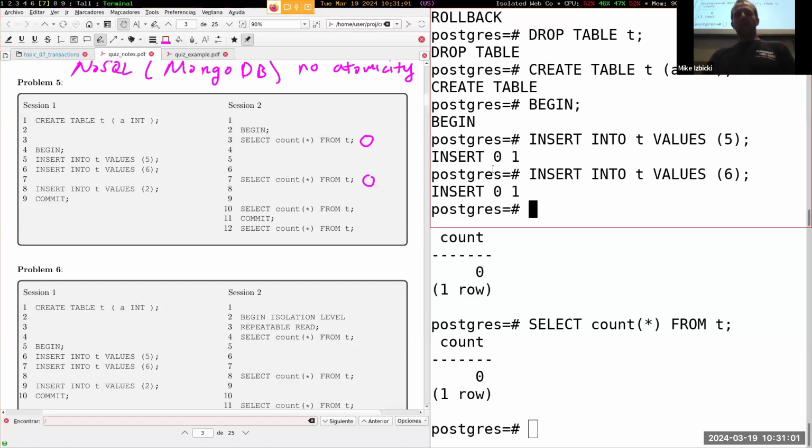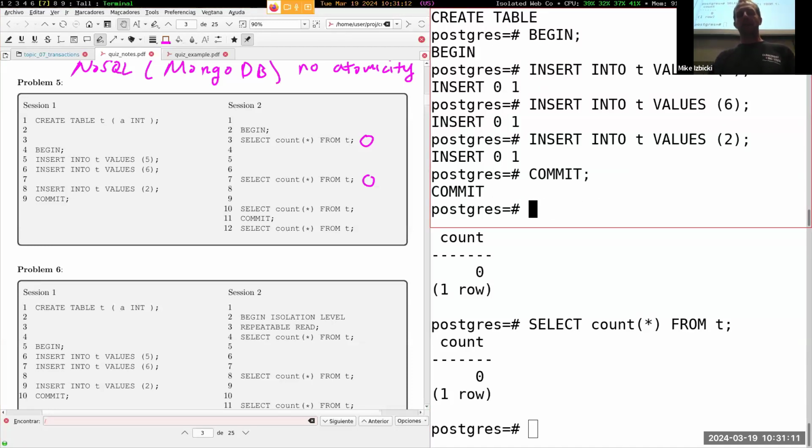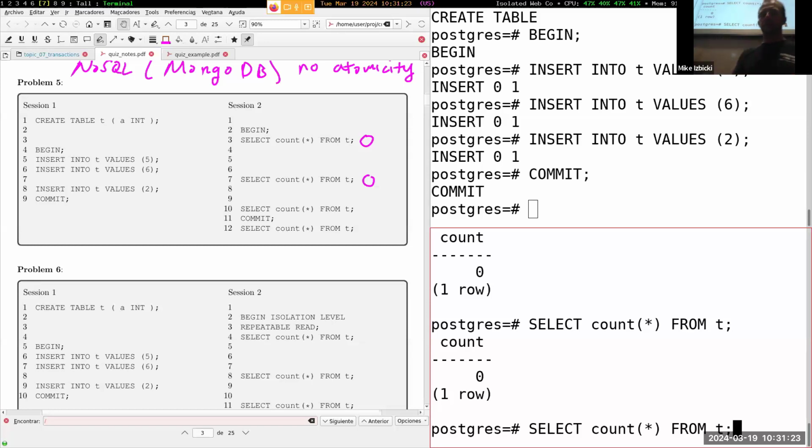Line 8 over here, press the up arrow, change that 6 to a 2, hit enter, and now in this case we are committing this transaction, so I'll run a commit right here and hit enter. And so we've run lines 8 and 9, we're now on line 10, this select count star from T. So this is the first thing that might be different between problem 5 and our previous problems.